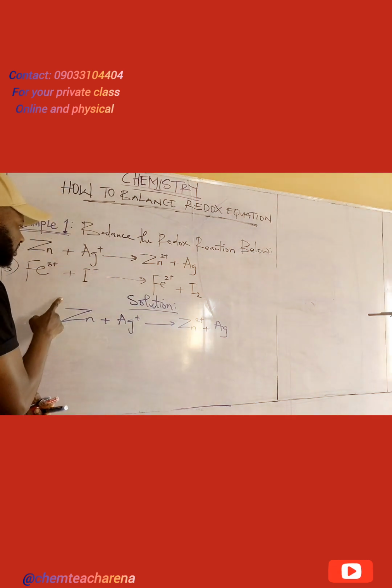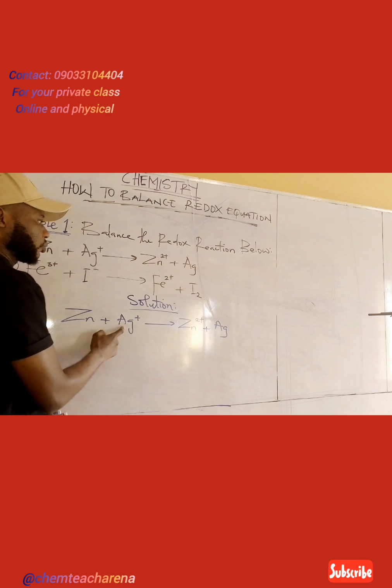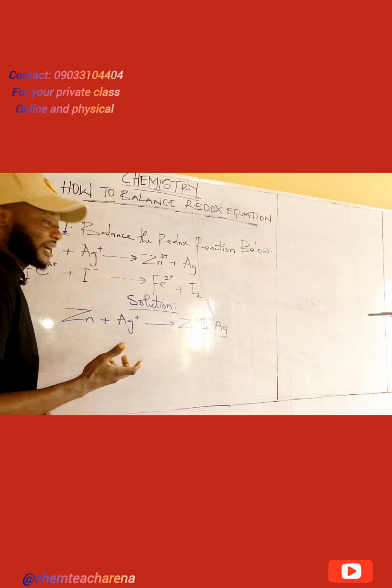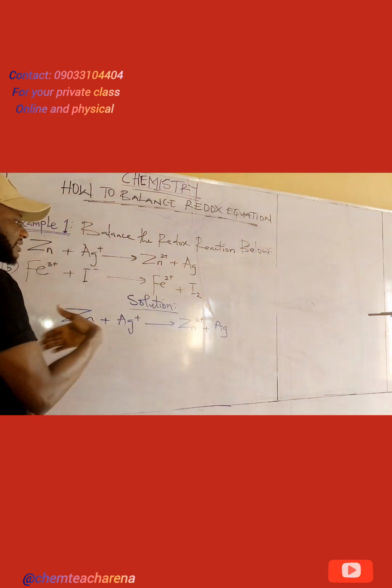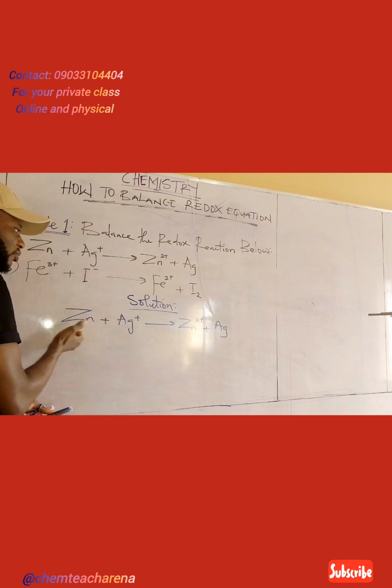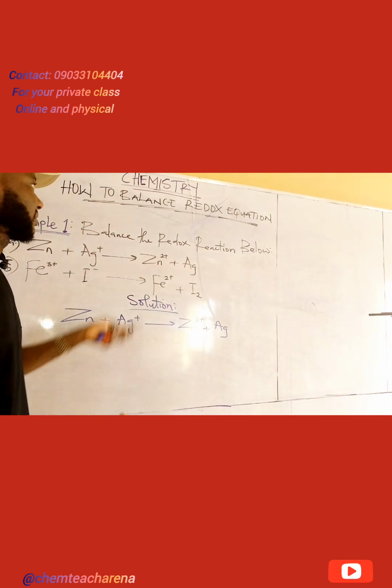Quickly look at it. Zinc is 1. This is silver, Ag. Silver is 1. But the only thing that is not balanced here is the charge. Because on this side, on your reactant side, which is your left side, the charge is 1. Here the charge is 2. So the equation is not balanced. That is what we call redox.